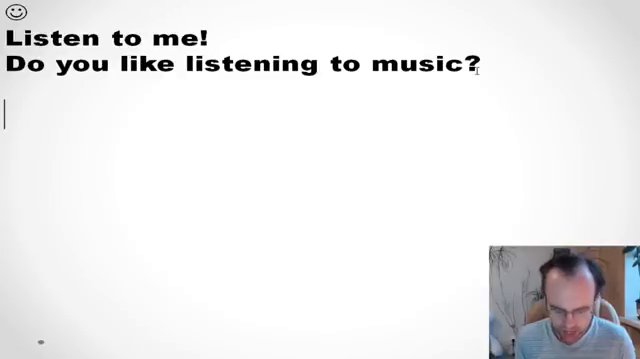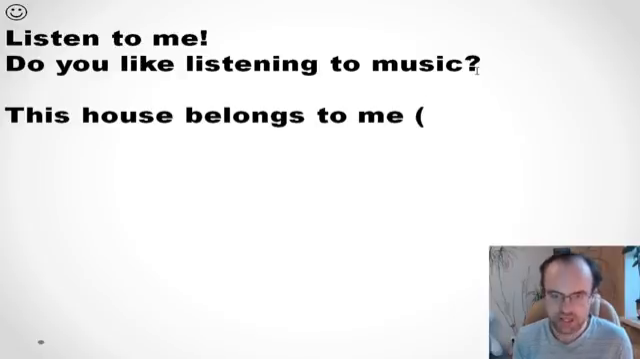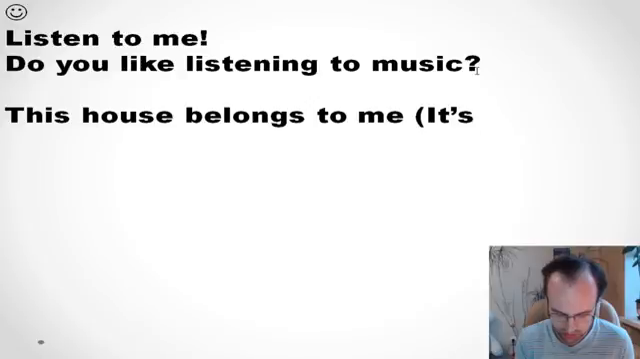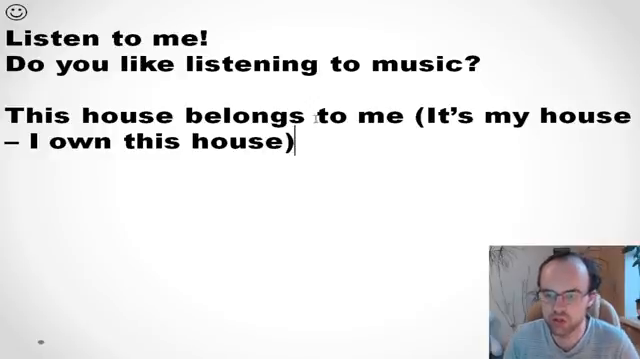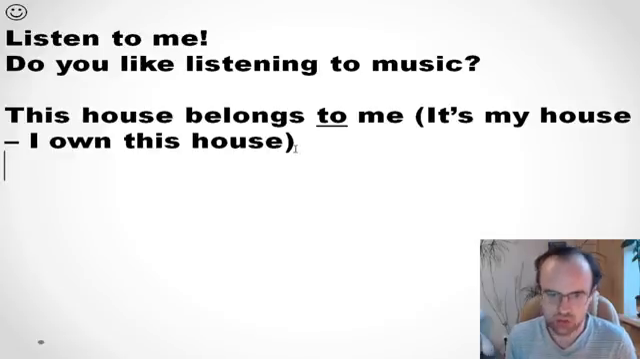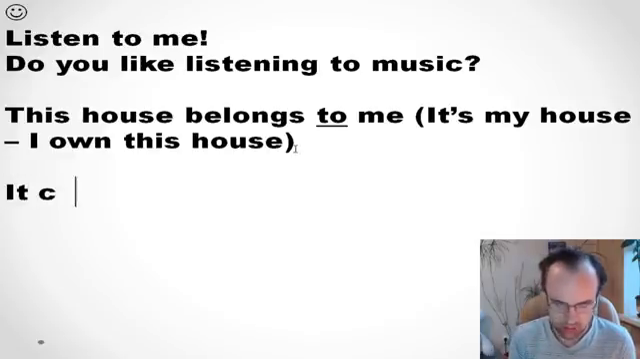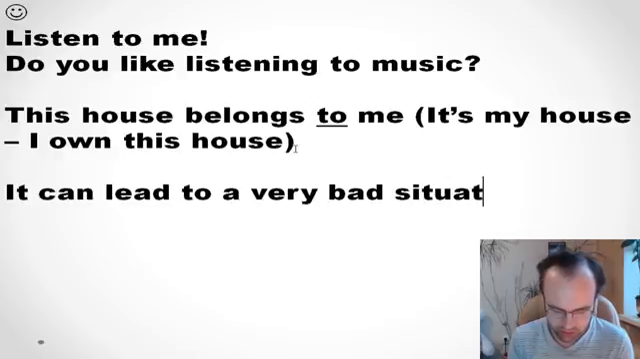Okay. So this house belongs to me. If I say this house belongs to me, it means it's my house, or I own. You know that actually own is a verb too. So I own this house. It belongs to me. So we say belong to. Yeah? Good. And lead to. For example, it can lead to a very bad situation.